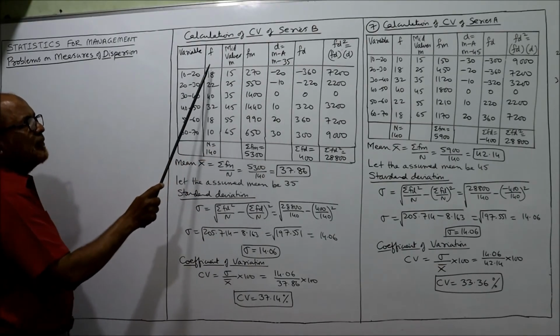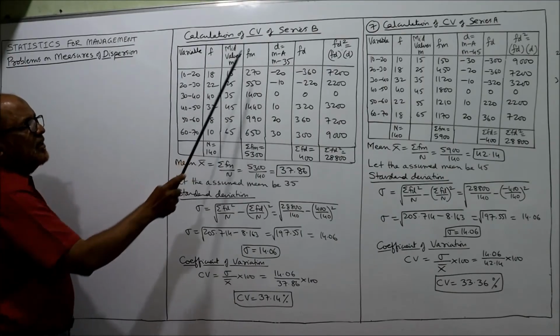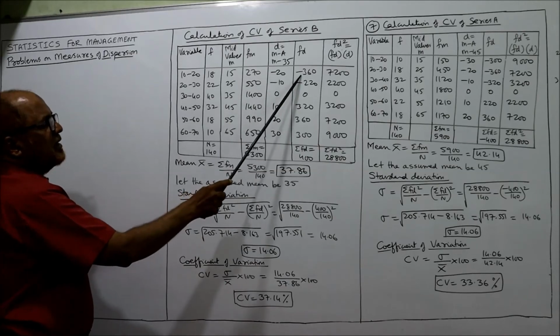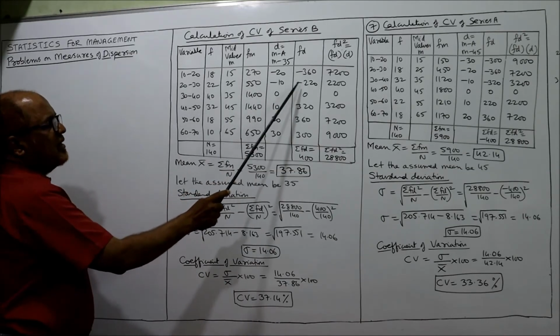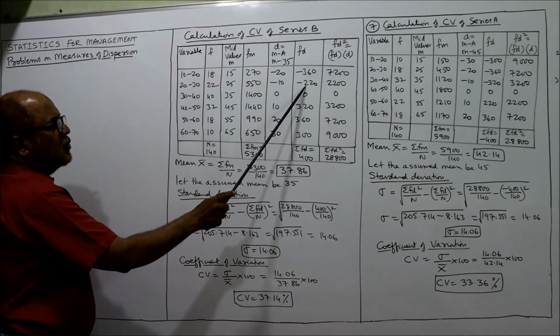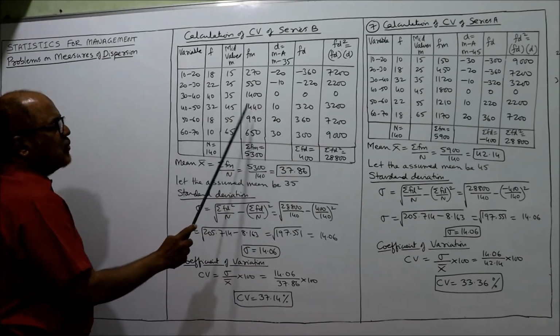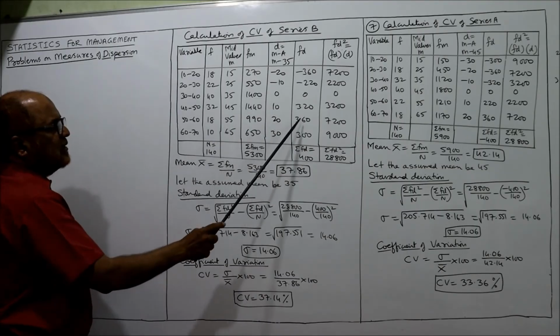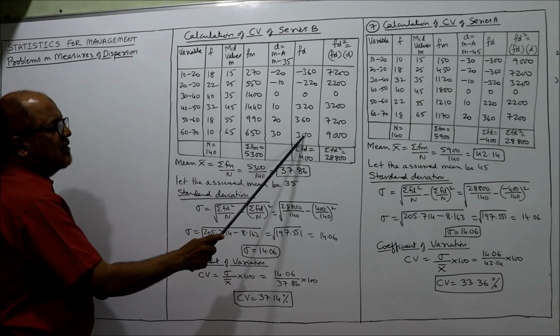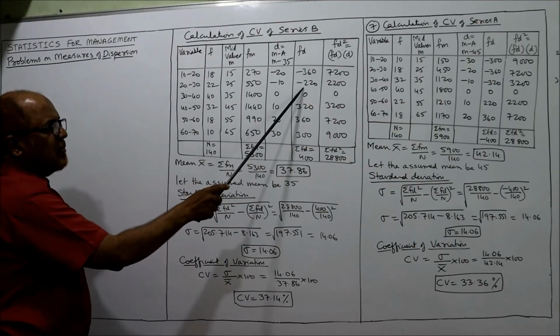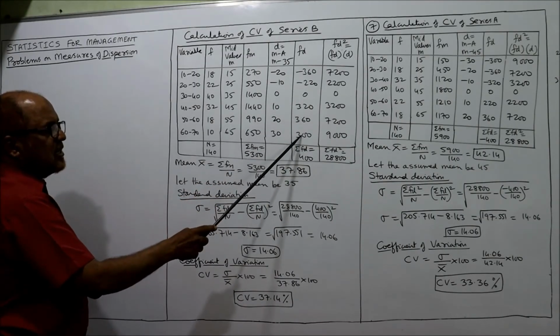Now F into D. F is here, D is here. 18 into 20, minus 360, plus into minus will be minus. 22 into 10, 220. 40 into 0, 0. 32 into 10, 320. 18 into 20, 360. 10 into 30, 300. Now take the total of FD, 400. Minus 360, minus 220, 320, 360, 300.